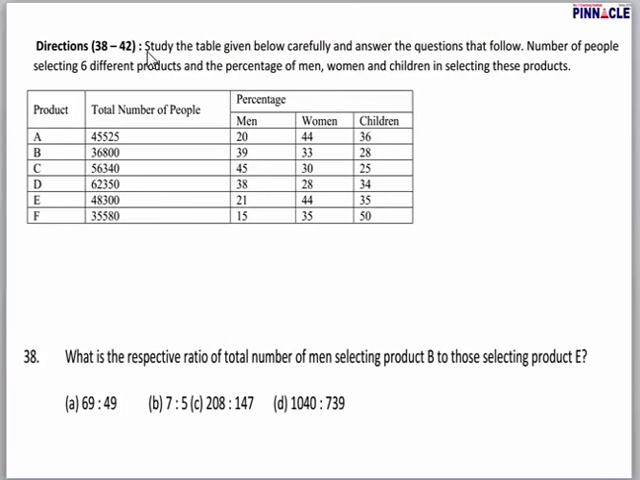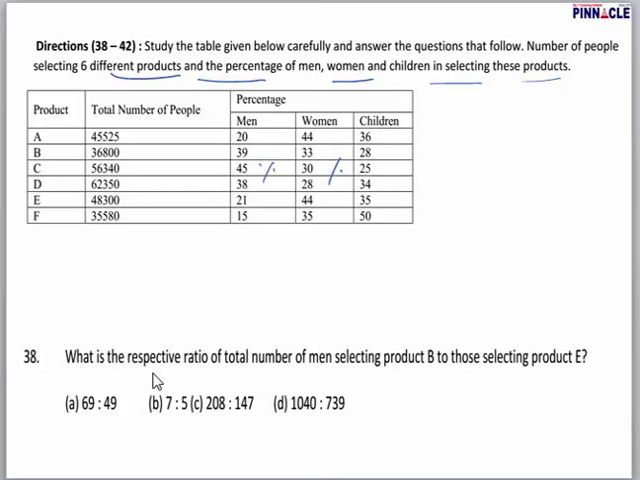Now the next question is question number 38. Study the table given below carefully and answer the questions that follow. Number of people selecting 6 different products and percentage of men, women and children selecting these products. So these are the products A, B, C, D, E, F, with the total number of people, and the percentages of men, women and children.